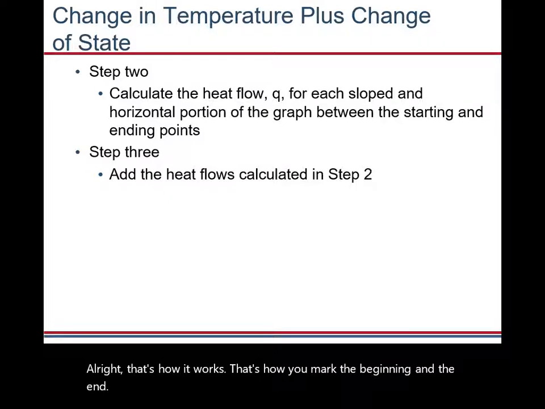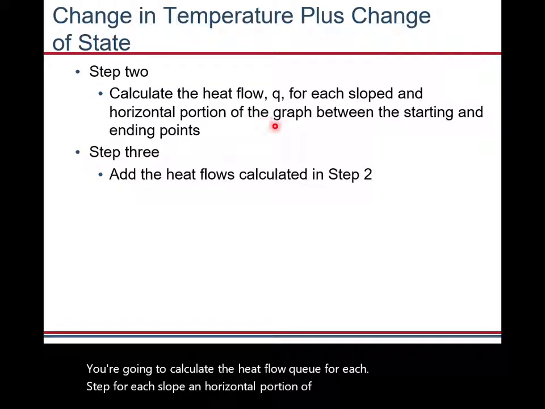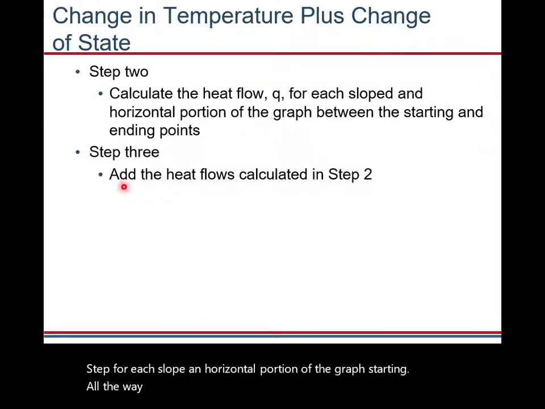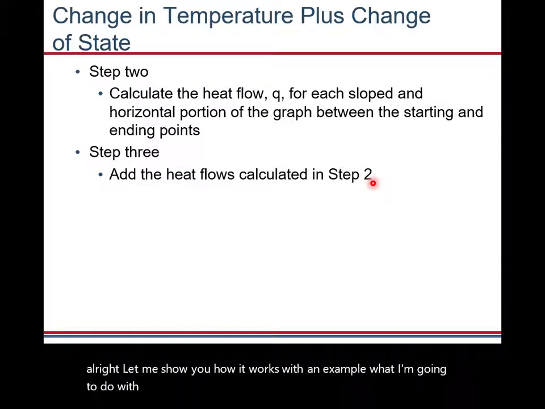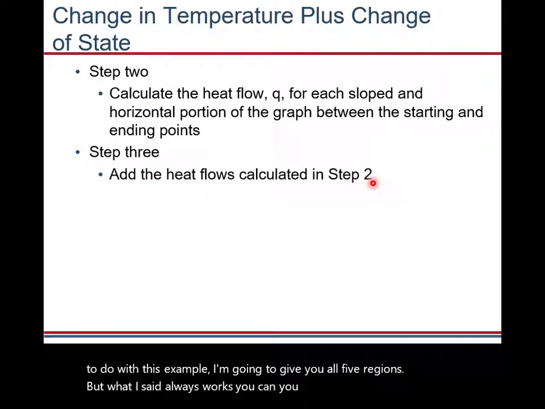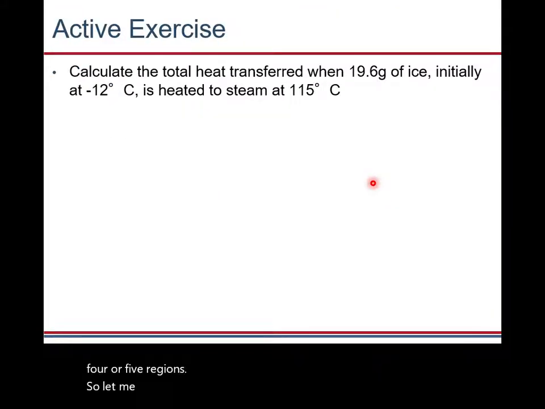Step 2, you're going to calculate the heat flow Q for each step, for each slope and horizontal portion of the graph, starting all the way to the end point. Step 3, you're going to add them all up. All right, let me show you how it works with an example. In this example I'm going to give you all 5 regions, but what I said always works. You can have 2 regions, 3 regions, 4 or 5 regions. So let me show you how it works.